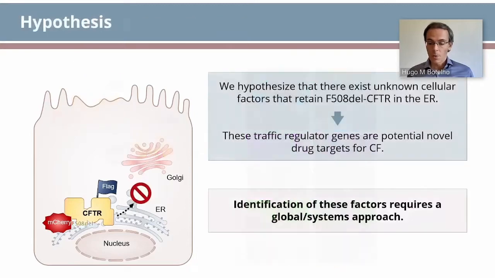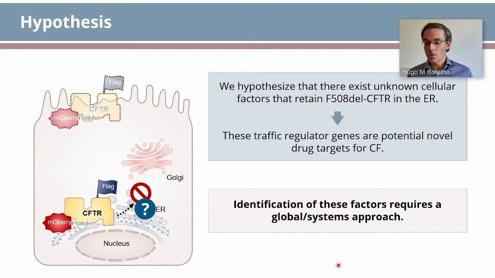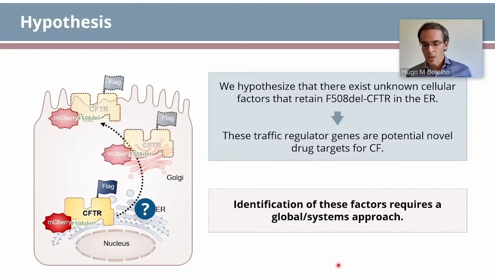In this work, we hypothesized that there exist unknown cellular factors which retain F508del CFTR in the endoplasmic reticulum, which can be inhibited to promote plasma membrane traffic. These genes are therefore potential novel drug targets for CF, whose activity may be further enhanced through synergy with current CFTR modulators. We tested this hypothesis with a functional genomics screening campaign.